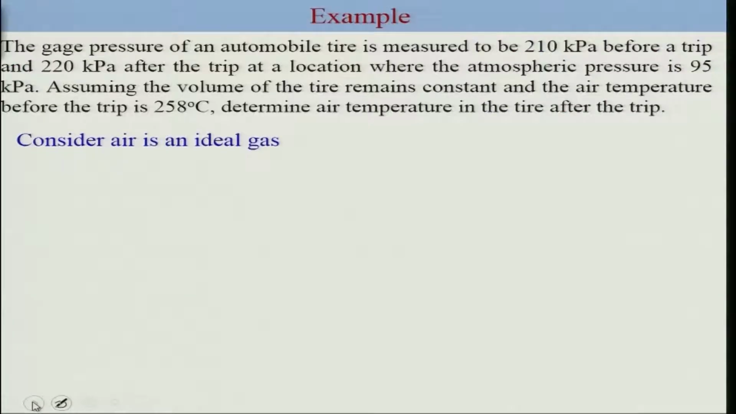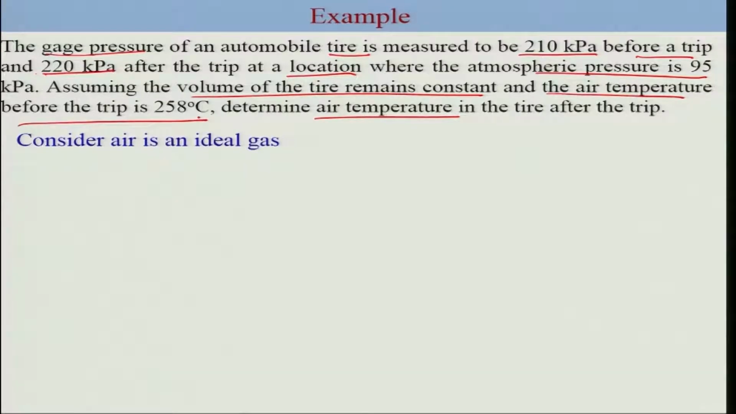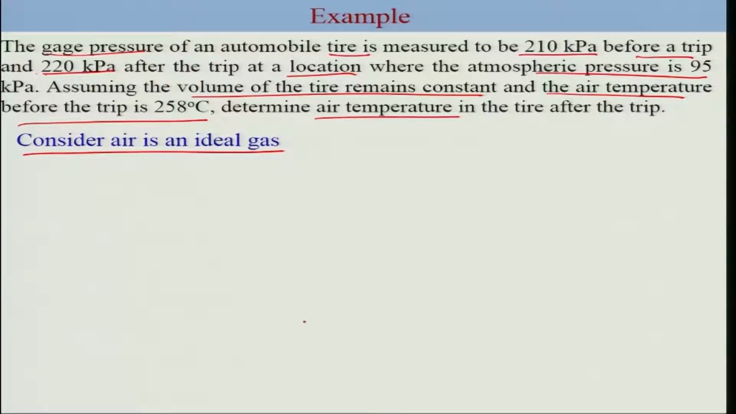Okay, so let's take an example of how we make use of these ideal gas equations. You have measured the gauge pressure of an automobile tire before a trip. It was 210 kilopascal. After the trip, the pressure became 220 kilopascal at a location where the atmospheric pressure is 95 kilopascal. We have to find the temperature in the tire after the trip. We assume that the volume of the tire is constant, and the air temperature before the trip was 258 degrees Celsius. The first thing we do is consider air as an ideal gas.